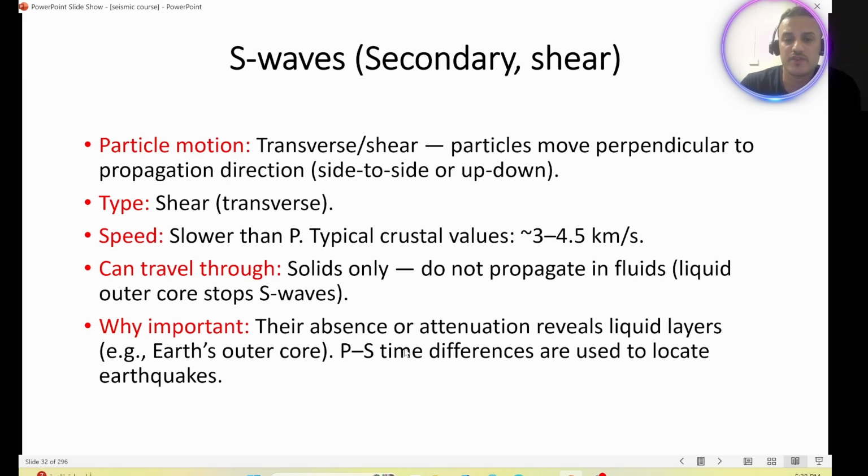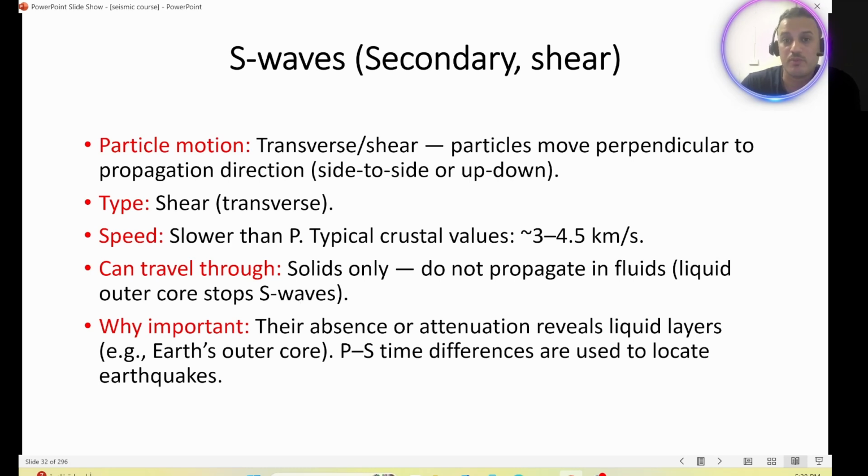So if this wave is absent, that means there is a liquid, and it's also very useful to indicate the outer core, because the S wave cannot travel through the outer core. And this is in the case of a natural earthquake. In a natural earthquake, the released energy is very high, but in our case for geophysics, we generate the source, and it will reach a maximum of 10 to 15 kilometers.